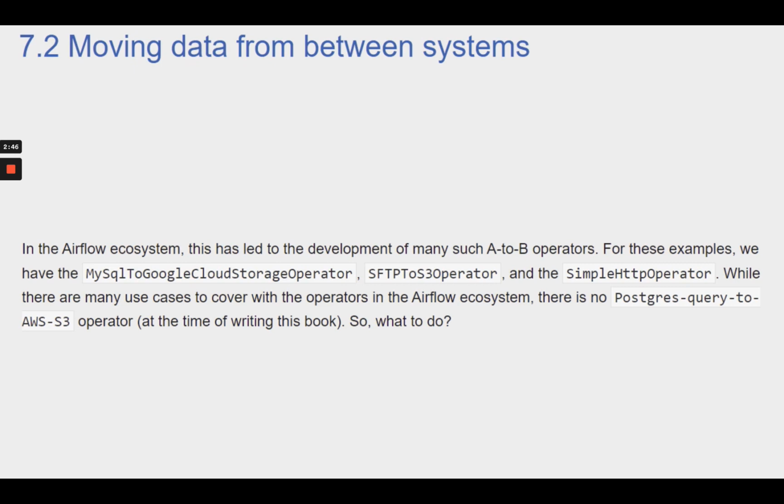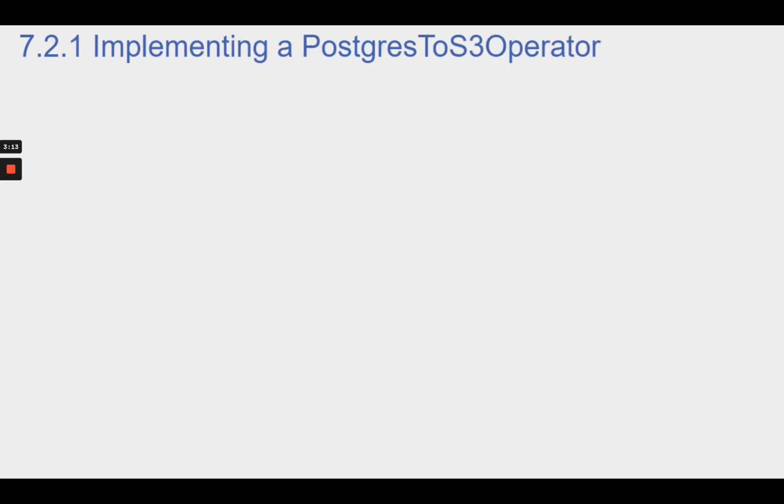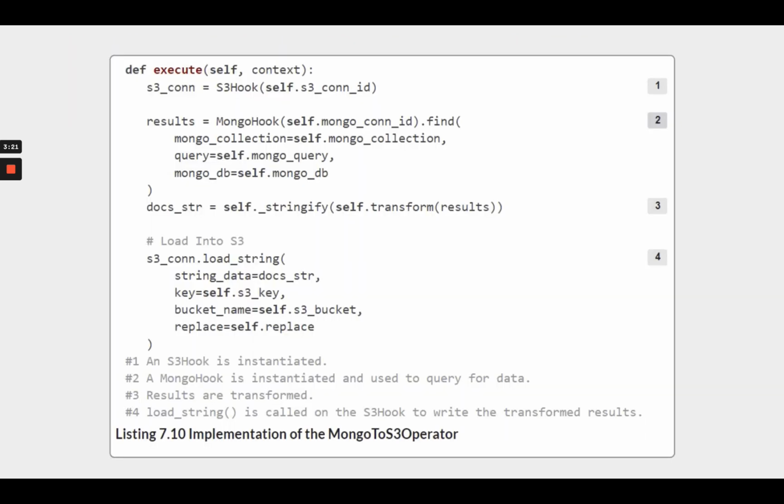In the Airflow ecosystem, this has led to the development of many such A to B operators. For these examples, we have the MySQL to Google Cloud Storage operator, SFTP to S3 operator, and the simple HTTP operator. While there are many use cases to cover with the operators in the Airflow ecosystem, there is no Postgres query to AWS S3 operator at the time of writing this book. So, what to do? Section 7.2.1. Implementing a Postgres to S3 operator.